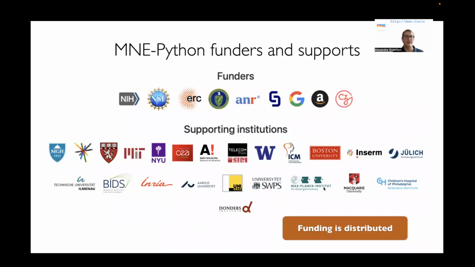So MNE also has been funded through different sources. Historically, a lot of it was funded by the NIH and the NSF in the US, by an ERC grant, which I had a few years ago in Europe, but also by the ANR and other sources of funding. And typically also some private support through the Google Summer of Code project, grants from Amazon Web Services or the Chan Zuckerberg Initiative, CZI, that still currently funds some development in MNE-Python. A number of institutions have also participated through their employees to the efforts behind the MNE-Python project over the last few years.